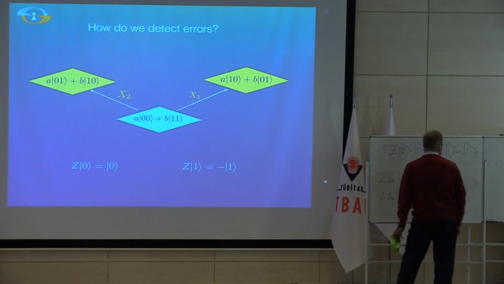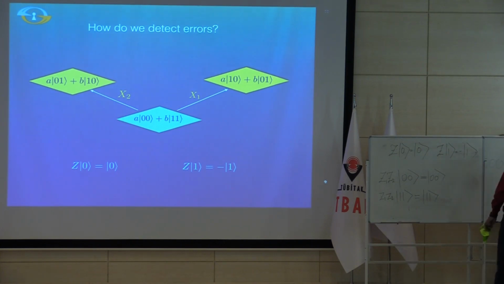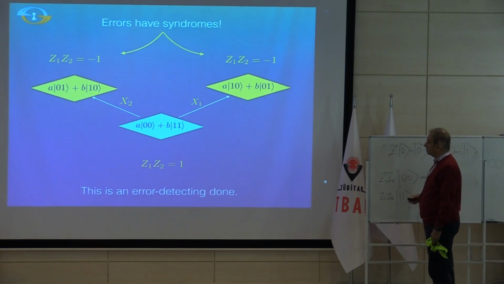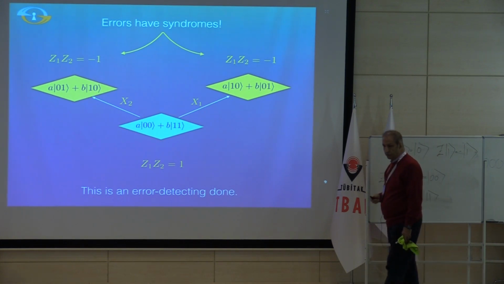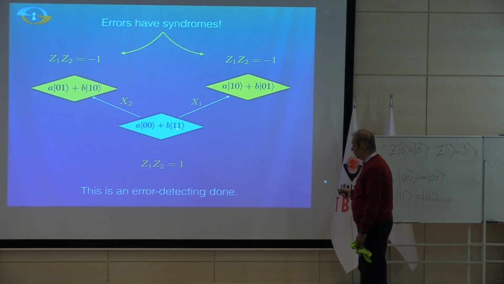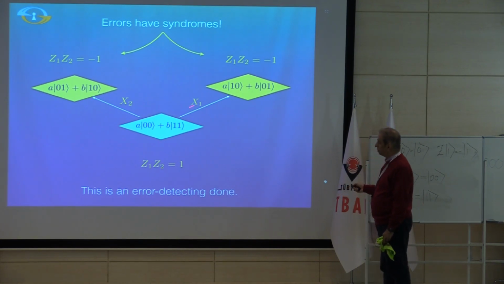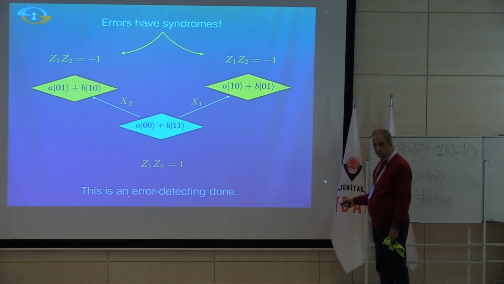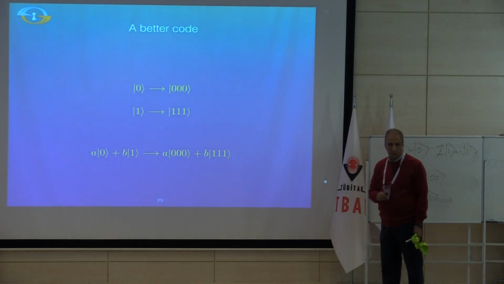And the point is that I should do this. Okay, this is the repetition of what I wrote on the blackboard. This is the original state. This is the error. And this is the symptom. Z1 Z2 has the eigenvalue minus 1 for this whole subspace, and minus 1 for this as well. So this is an error detecting code, not an error correcting code.